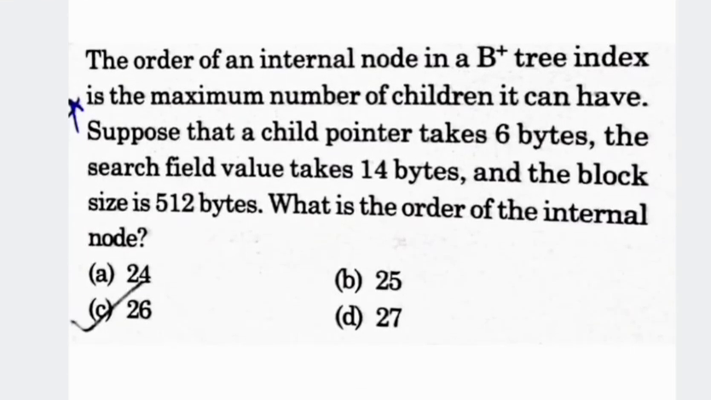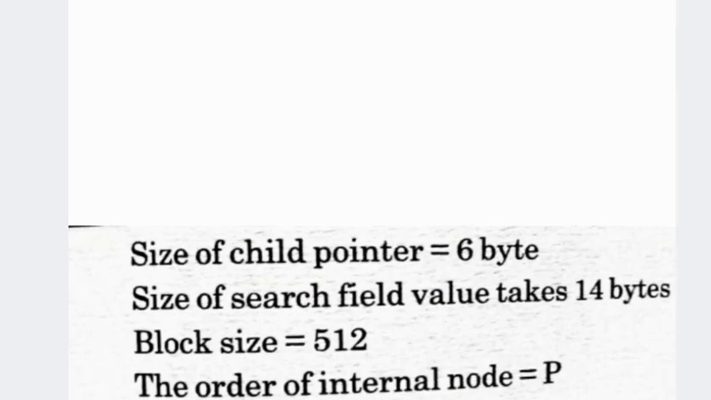The order of an internal node in a B plus tree index is the maximum number of children it can have. Suppose that a child pointer takes 6 bytes, the search field value takes 14 bytes and the block size is 512 bytes. What is the order of the internal node? The four options are option A 24, option B 25, option C 26 and option D 27. Now come to the solution for this question.